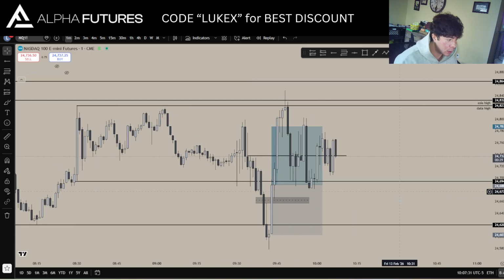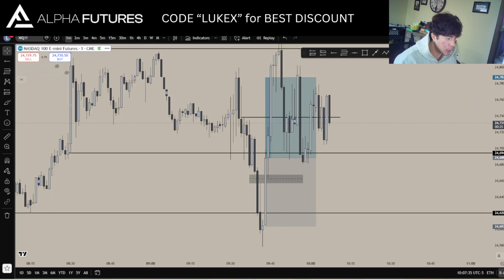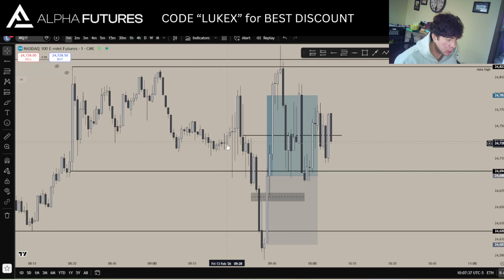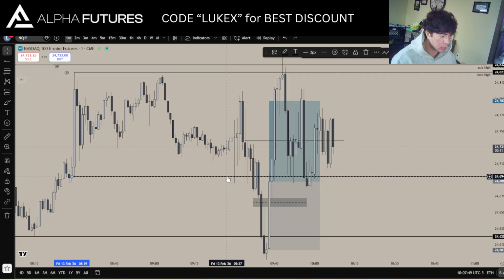So personally, I wanted to see us either manipulate and take out the data low coming into open, because I saw we were trading towards it, and then reverse, or I wanted to see us displace lower. So market opens up and we initially take out the data low, and at this point I was actually looking for longs because ES never swept out the data low until after.